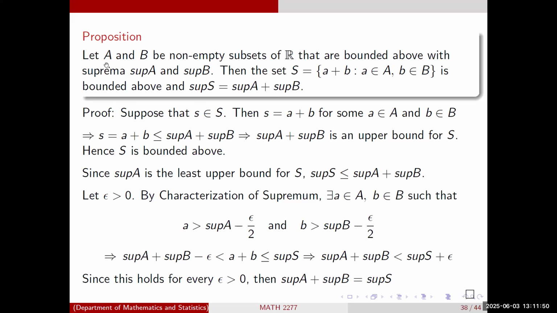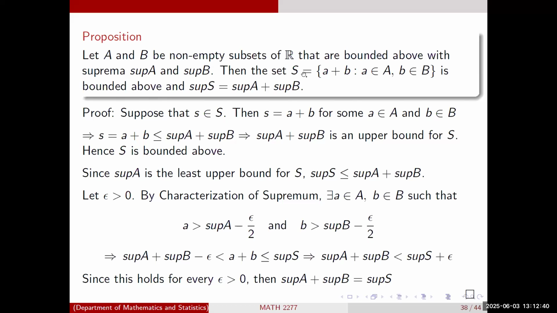All right, so this one is saying, if A and B are non-empty subsets of R that are bounded above with supremum, so A has a supremum, call it supremum A, and B has a supremum, call it supremum B. If I form a new set S, this set S is a plus b, where a is an element of A and b is an element of B. In other words, you are taking every element in A and adding it to every element in B. Take an element of A, add it to something in B, take the next element of A, add it to something in B, and do all possible combinations of that. That is what this set S is.